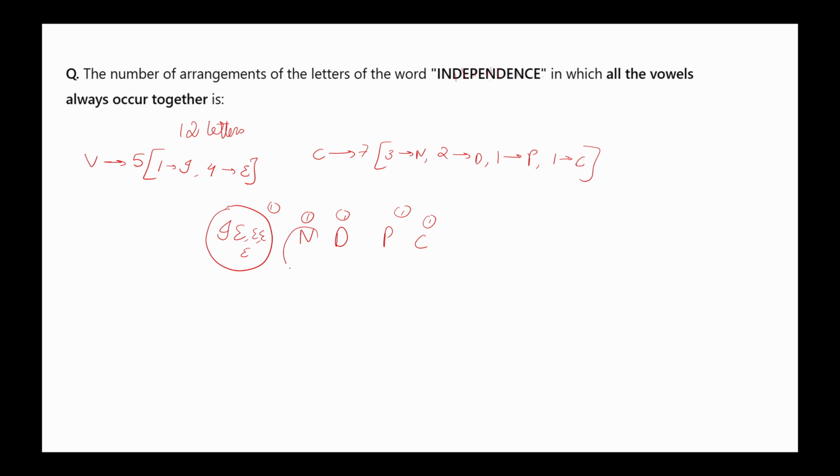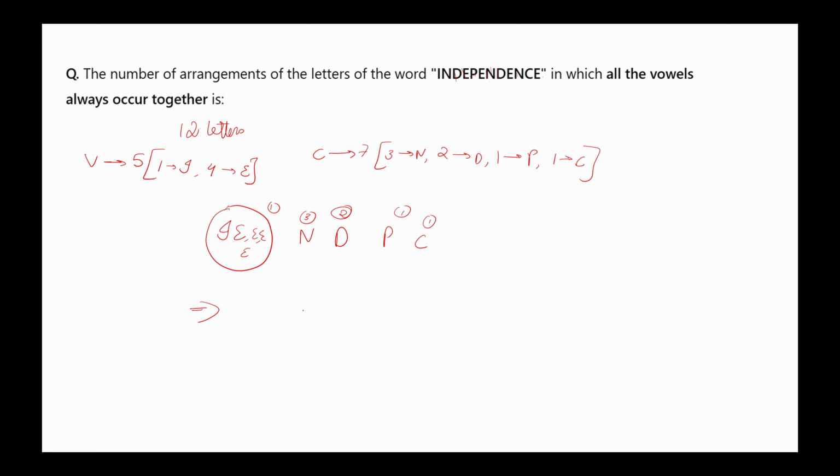And N here I have 3 times. So of course this cannot be considered as one object only. N would be considered as 3 objects. I'm not grouping N right now. N can be at separate places. I'm not grouping them so that N has to be together at all places. N can be at separate places as well, right? And D can also be at separate places. P is 1, C is 1.